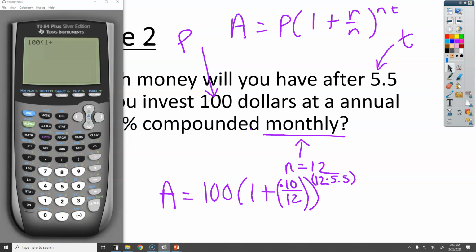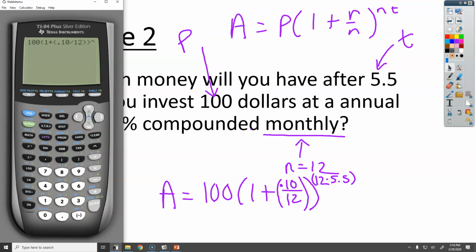So we're going to push parentheses again, and then we're going to push 0.10 divided by 12. I just pushed the division button for the fraction bar. And then we're going to close the parentheses, and then we're going to close the other parentheses, because there's two parentheses here, right? Okay, now we need the power. How do we get a power? Caret. And then in parentheses again.